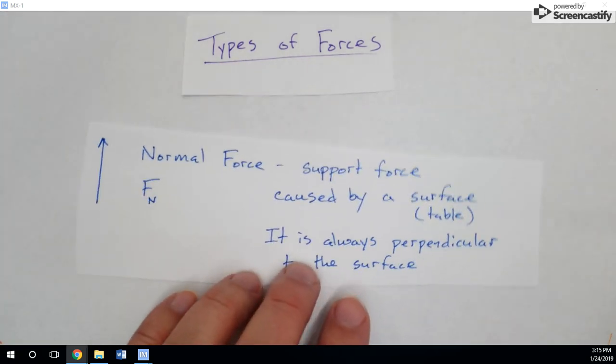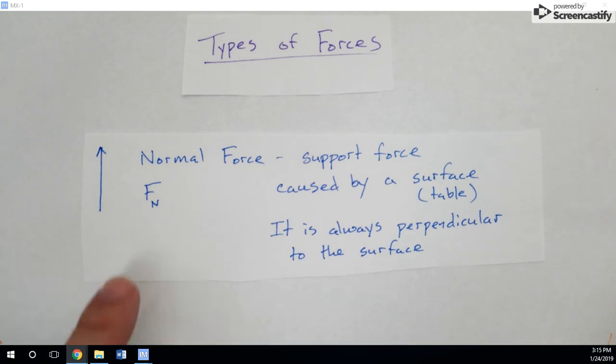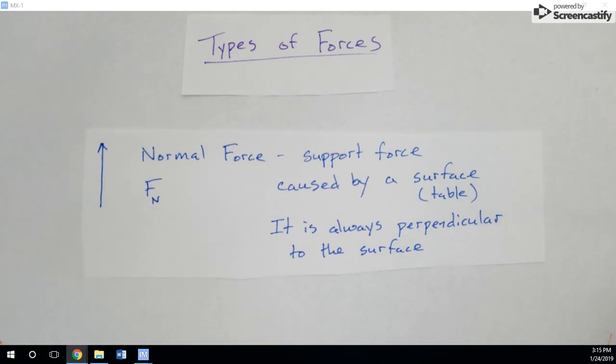We can also have a normal force, abbreviated F with a subscript N. A normal force is a support force caused by a surface. That's often a table or a floor or something like that. The normal force is always perpendicular to the surface. That means it's always at 90 degrees coming out of the surface. So if the surface is a table, that usually means the normal force points straight up. If the surface is a ramp, that means your normal force would be at an angle.